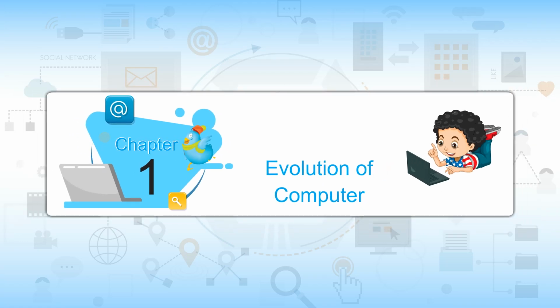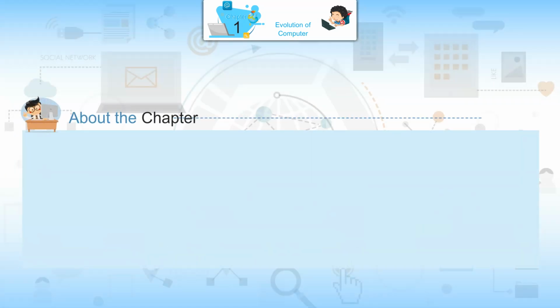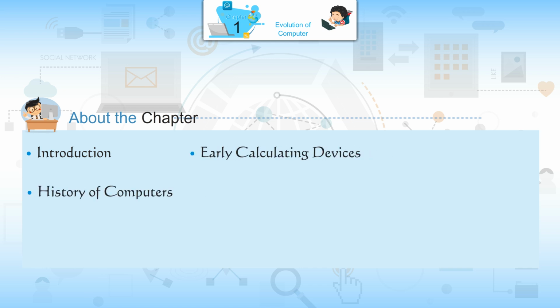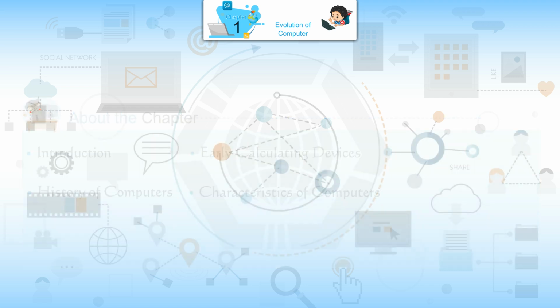Chapter 1. Evolution of Computers. About the chapter. Introduction. Early calculating devices. History of computers. Characteristics of computers.